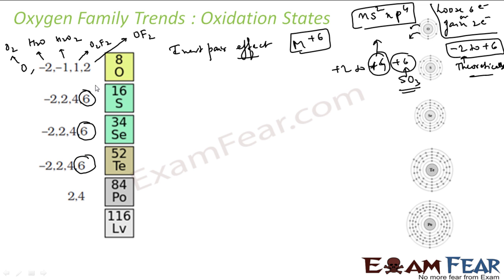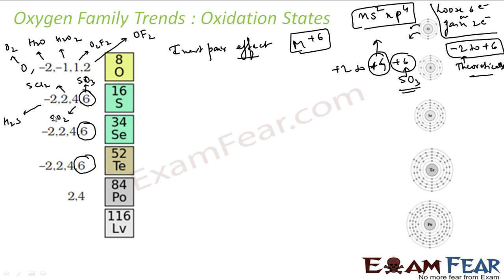That is for oxygen. For sulfur also -2, I can give example of H2S. In H2S we have -2. If we talk about the +2, I can give example of SCl2. If we talk about the +4 oxidation state, a very good example is SO2. If we talk about +6 oxidation state, a very good example is SO3. Same thing with selenium, tellurium and polonium.